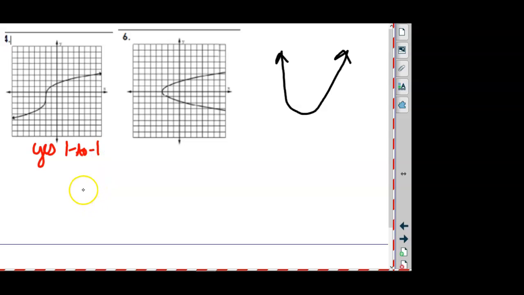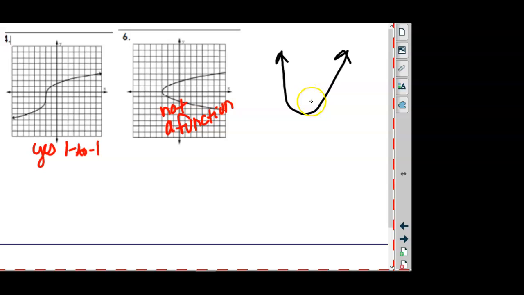Can anybody tell me what one-to-one means again, other than the fact that it passes both the horizontal and vertical line test? It means that this is a function whose inverse will also be a function. Is this a function? No, this is not even a function. So it can't be a one-to-one function.